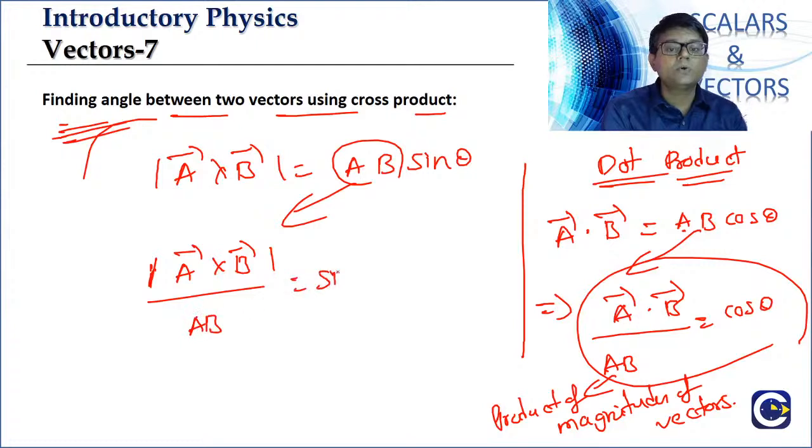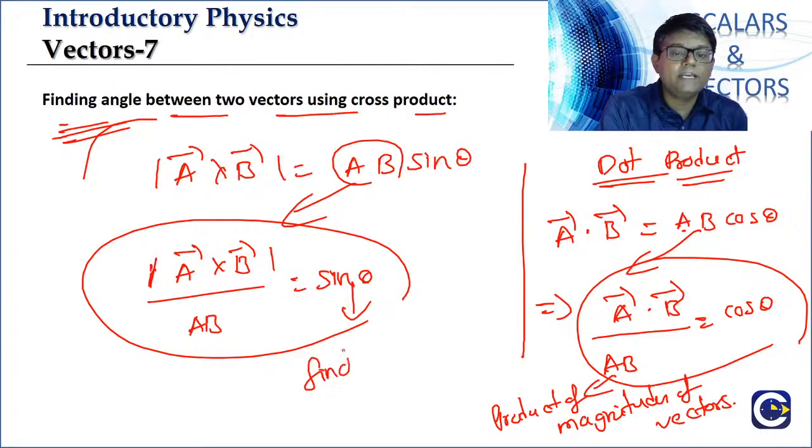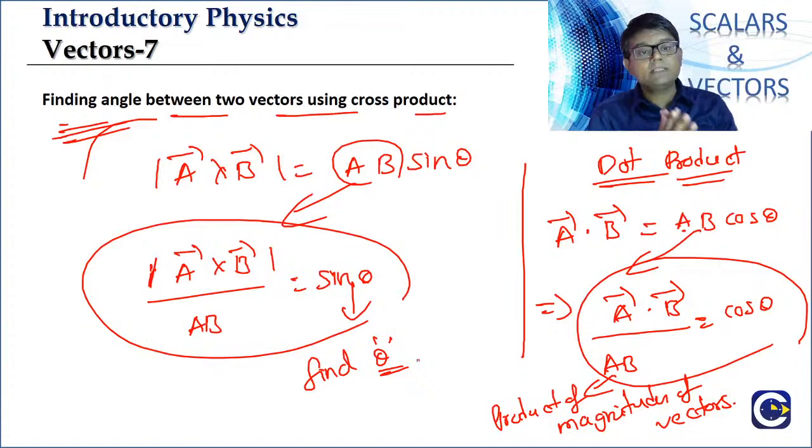Okay, so look at this formula. What is the numerator? Magnitude of the cross product. Correct. Magnitude of the cross product divided by the denominator, the product of the magnitudes of the vectors A into B, will be equal to sin theta. So from here we can find the theta value. This is how we can find the angle between vectors using the cross product concept.